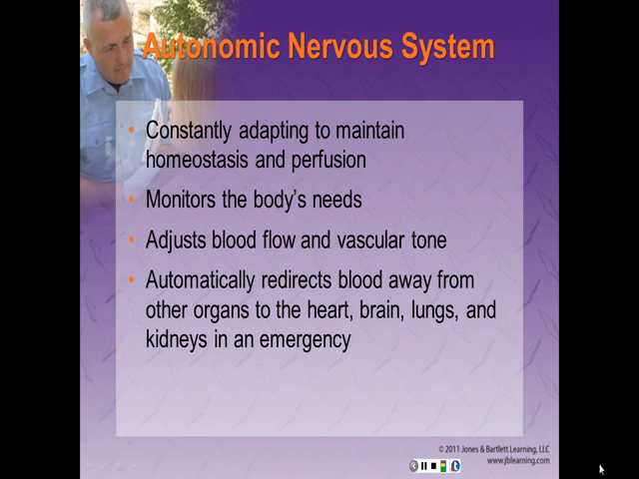The autonomic nervous system is dynamic and constantly adapting to changing conditions to maintain homeostasis and perfusion. At times, the system fails to provide sufficient circulation for every body part to perform its normal function, and this condition is called hypoperfusion or shock. The autonomic nervous system monitors the body's needs from moment to moment and adjusts blood flow by adjusting vascular tone. It automatically redirects blood away from other organs to the heart, the brain, the lungs, and the kidneys in an emergency.